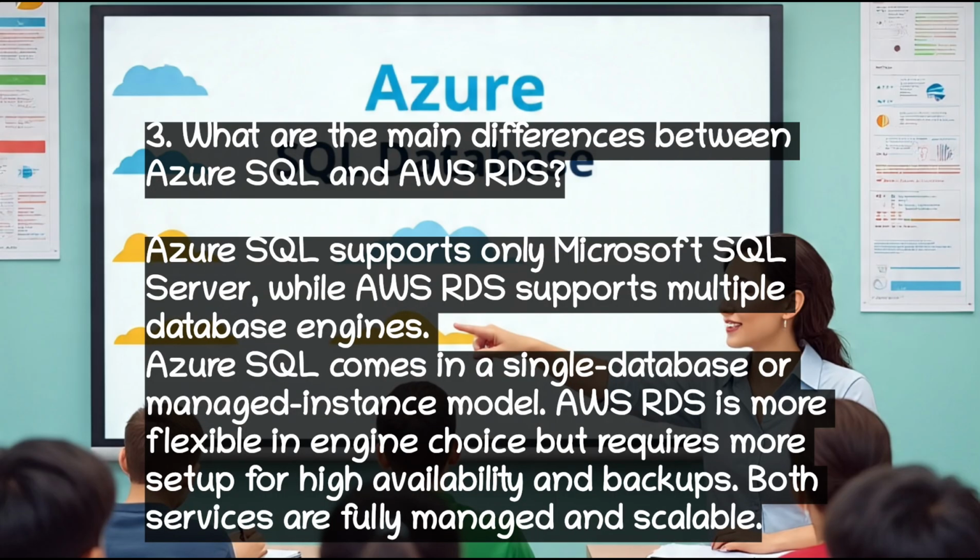3. What are the main differences between Azure SQL and AWS RDS? Azure SQL supports only Microsoft SQL Server, while AWS RDS supports multiple database engines. Azure SQL comes in a single database or managed instance model. AWS RDS is more flexible in engine choice but requires more setup for high availability and backups. Both services are fully managed and scalable.